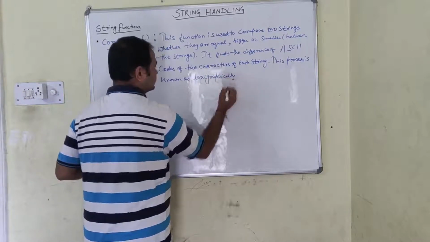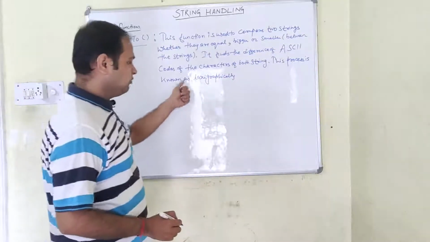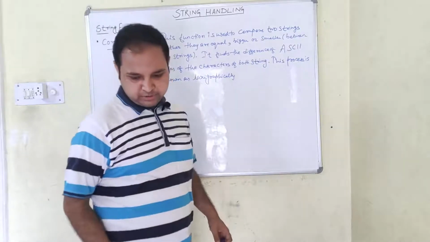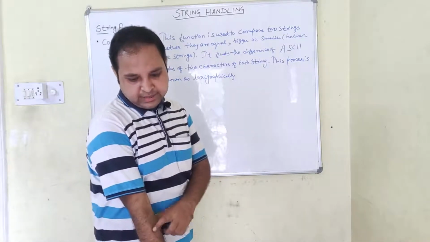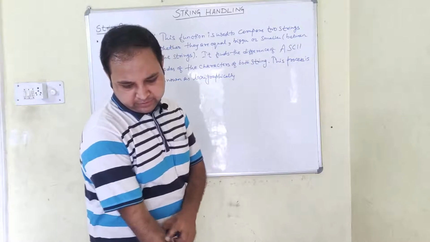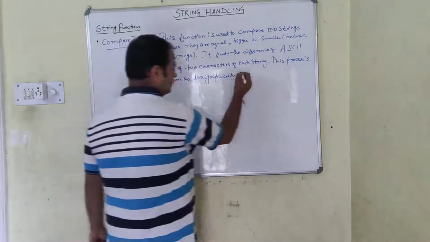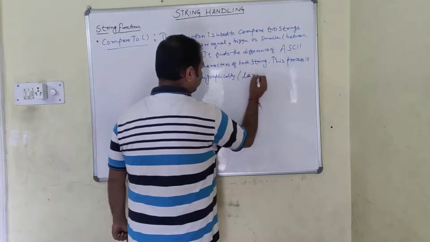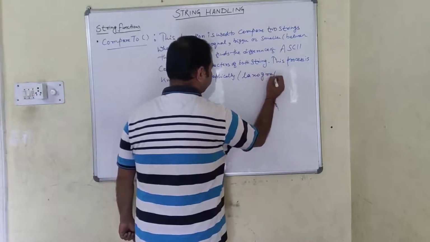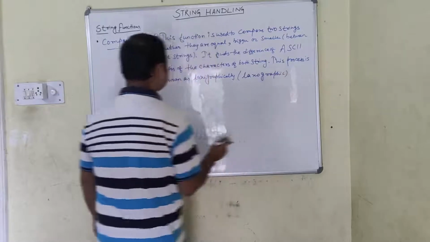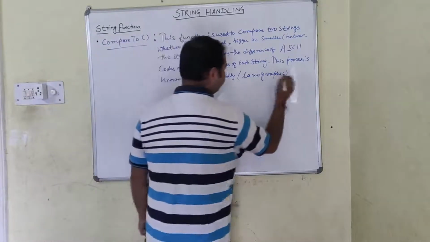Somewhere you will find LE and somewhere you will find LA, both are right. So this is called lexicographically, or lexicographic. This process is called lexicographical or lexicographic analysis.